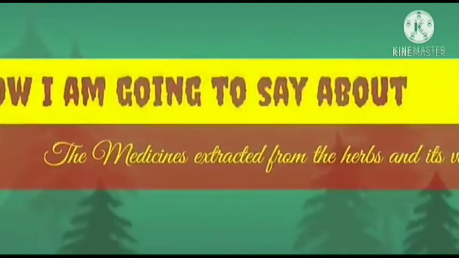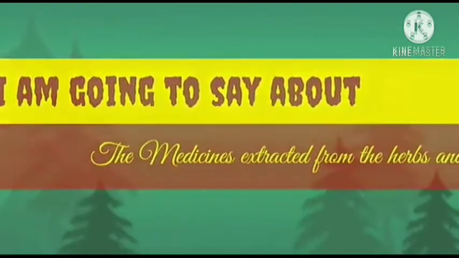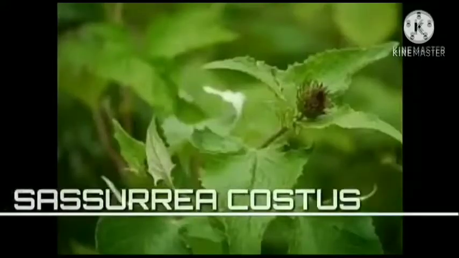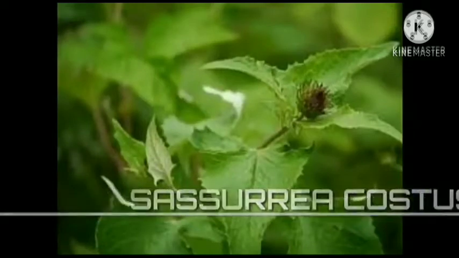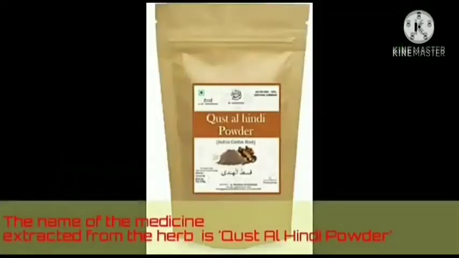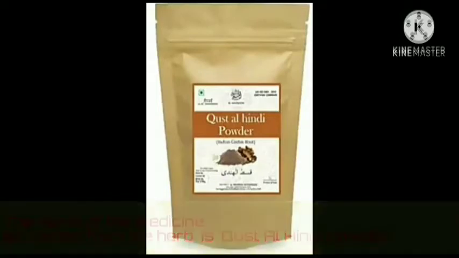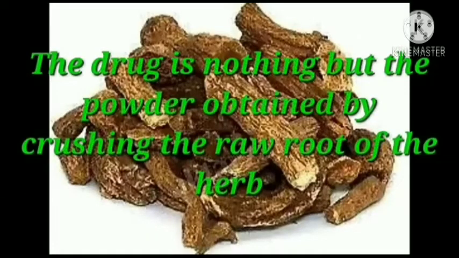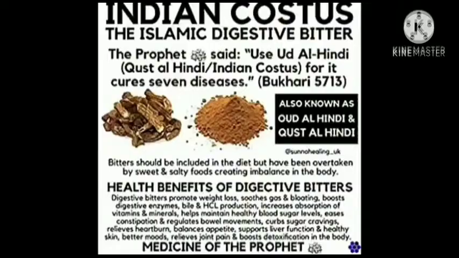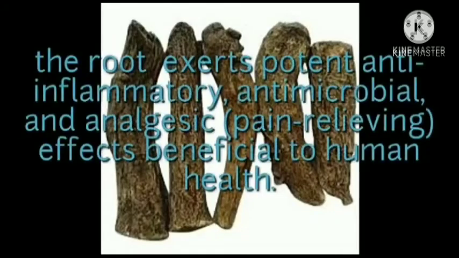Now I am going to talk about the medicines extracted from herbs and their values. Saussurea costus. The name of the medicine extracted from the herb is Kust al-Hindi powder. The drug is nothing but the powder obtained by crushing the raw root of the herb. The root exerts potent anti-inflammatory, antimicrobial, and analgesic pain-relieving effects beneficial to human health.